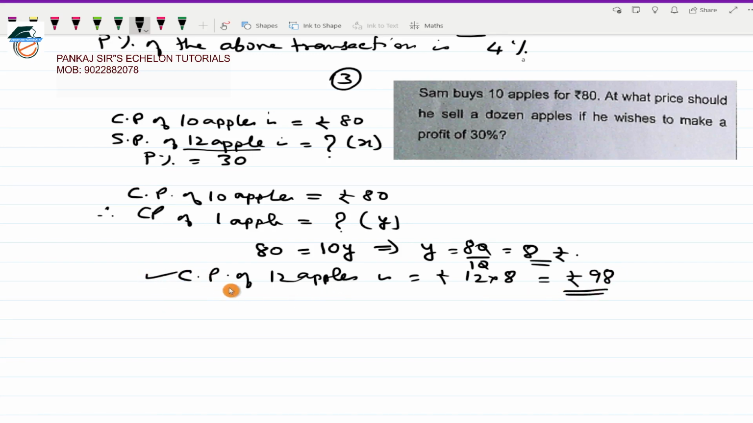Okay. See, the cost price of 12 apples and the selling price of 12 apples, this number of apples should always match. This is where the students make a lot of mistakes. Okay. This is a concept.